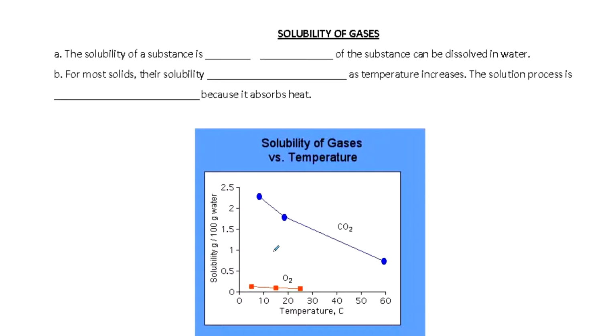So if you just look at this graph down here, you see that both carbon dioxide and oxygen have a downward slope as temperature increases, and this is solubility here. So it's showing that their solubility decreases as temperature increases. Carbon dioxide is much more drastic, oxygen not as much, but it's still got a slight downward slope there.